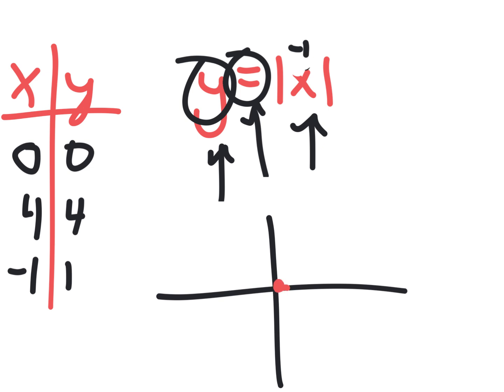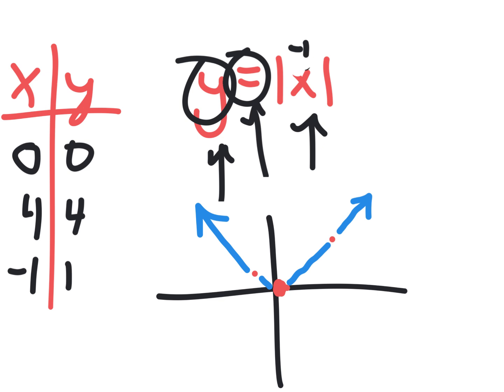0, 0. Ooh, that's a hard one. It's right at the middle. It's where you start. 0, 0. Boom. I got a dot. Now 4, 4. I go over 4 and up 4, put a dot. -1, 1. -1, 1 is like that. Now, this, if I connect the dots, makes a V shape. And did you remember that the absolute value is a V shape?